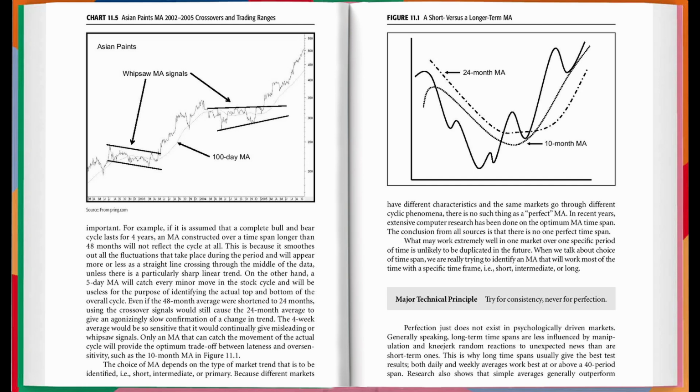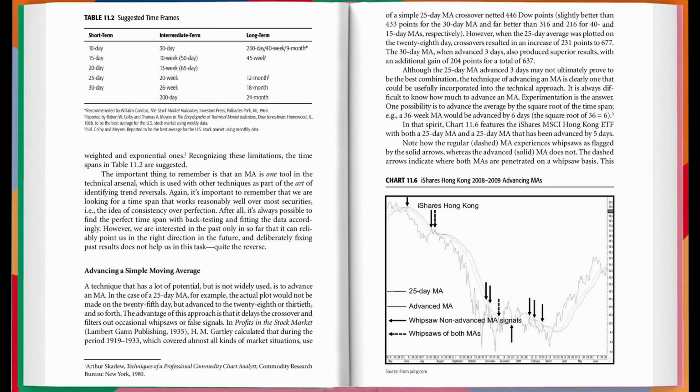Generally speaking, long-term time spans are less influenced by manipulation and knee-jerk random reactions to unexpected news than are short-term ones. This is why long time spans usually give the best test results. Both daily and weekly averages work best at or above a 40-period span. Research also shows that simple averages generally outperform weighted and exponential ones. Recognizing these limitations, the time spans in Table 11.2 are suggested.